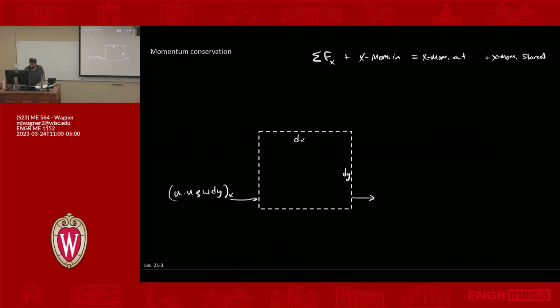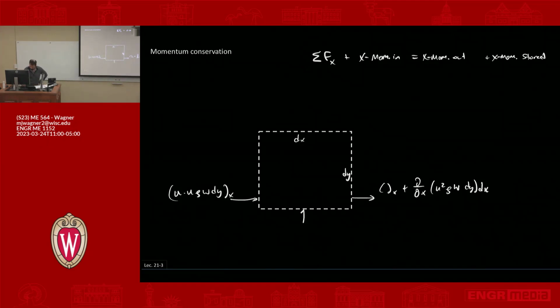Okay, on the right side, we're going to have that same thing coming out. I'm just going to be a little bit lazy, and instead of writing this plus the differential again, I'm just going to write the same thing plus the differential with respect to x of u squared rho w dy, times dx. Hopefully that makes sense. So that's the x momentum in the x direction.